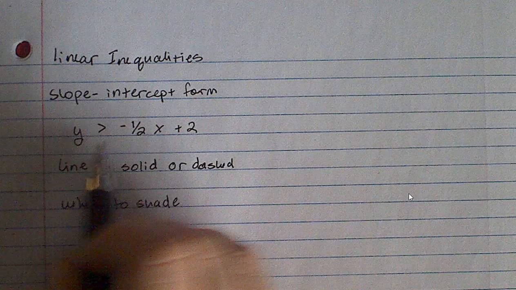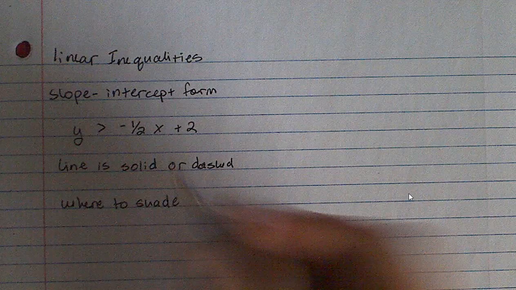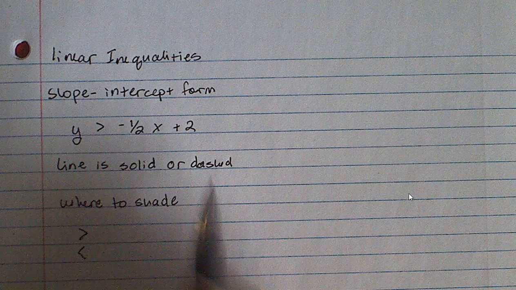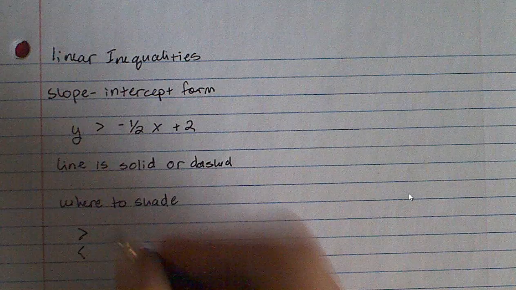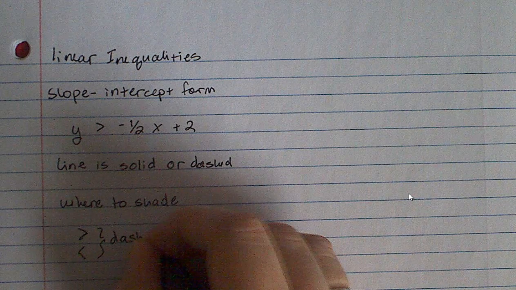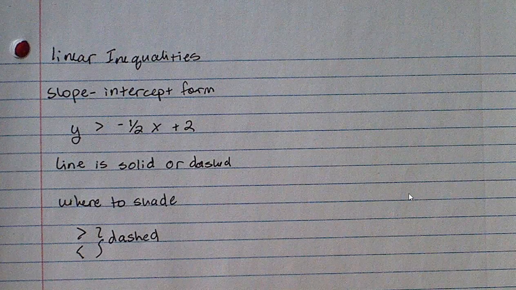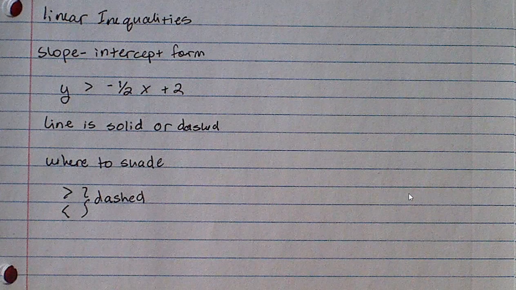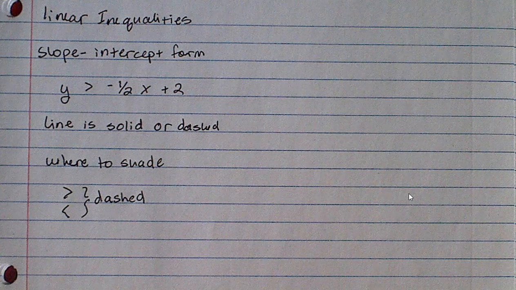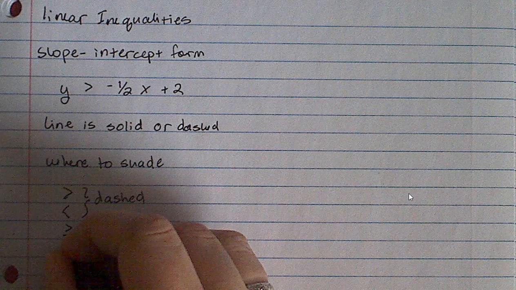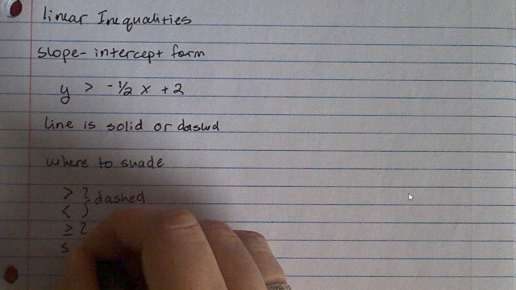So, first of all, if it's dashed, so if it's greater than or less than with no equal sign, then your line is going to be dashed. Apparently, my handwriting is bad today. I apologize. So if it's greater than or less than with no equal sign underneath it, then you're going to be using a dashed line. If it's greater than or equal to or less than or equal to with an equal sign underneath it, then you're going to be using a solid line.